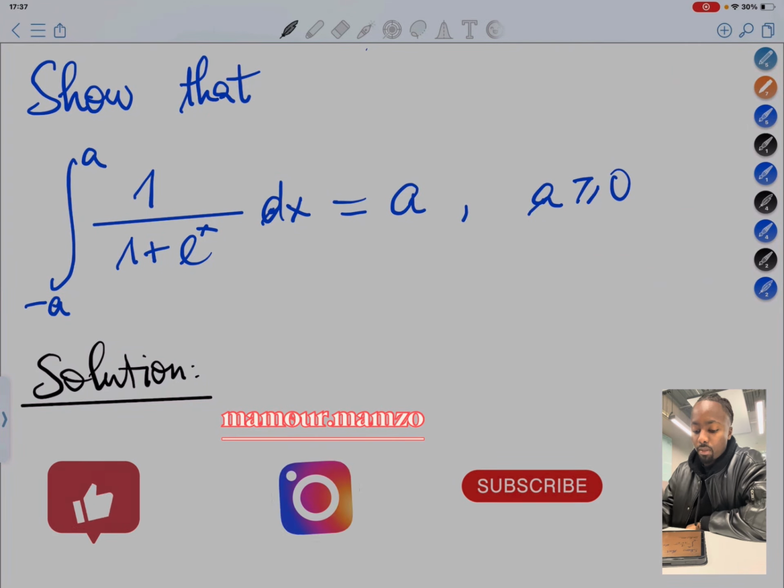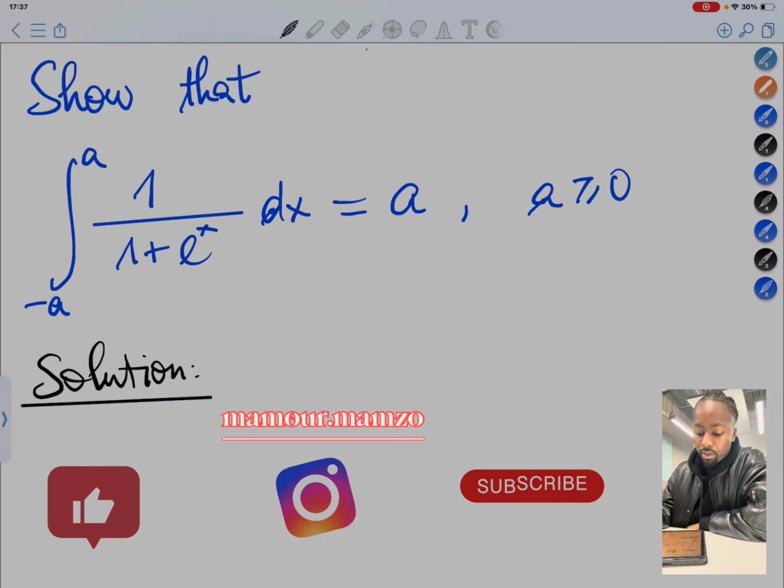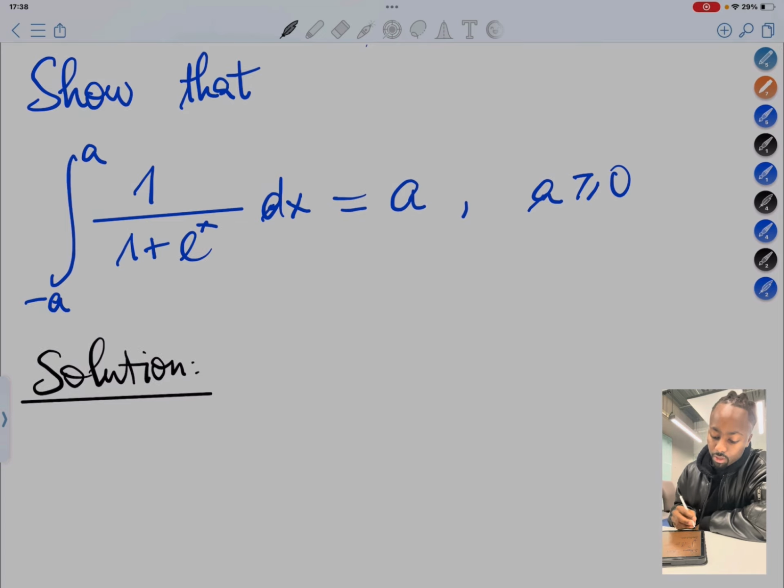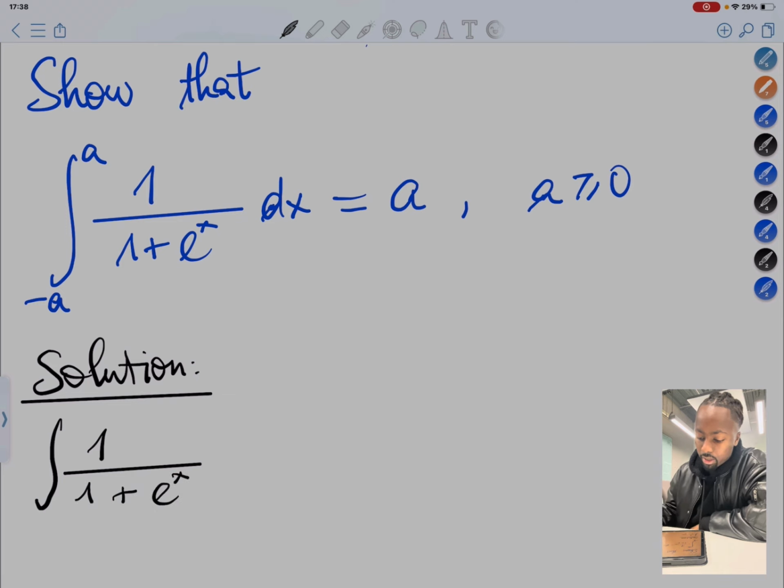Hi everyone. So in today's exercise we need to show that the integral that goes from minus a to a of 1 over 1 plus e to the power x dx is equal to a. So to solve this, first thing first, we need to consider the indefinite integral. So let's remove minus a, and we just try to solve this integral.